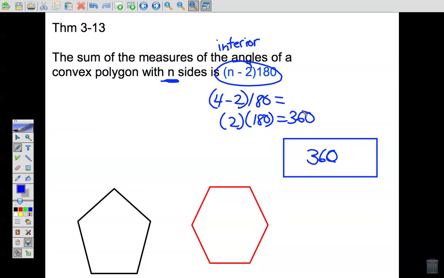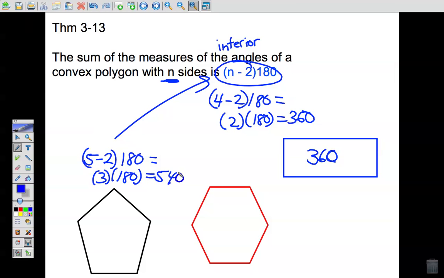Now how about our pentagon? I take our formula up here. Since a pentagon has 5 sides, take 5 minus 2 times 180. So I would have 3 times 180, which is 540 degrees. And that's what we got before, right? For our hexagon, 6 sides, I take 6 minus 2 times 180. 6 minus 2 is 4 times 180. What do we get?